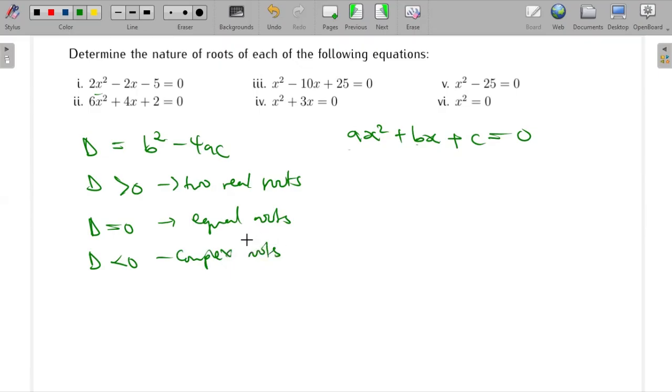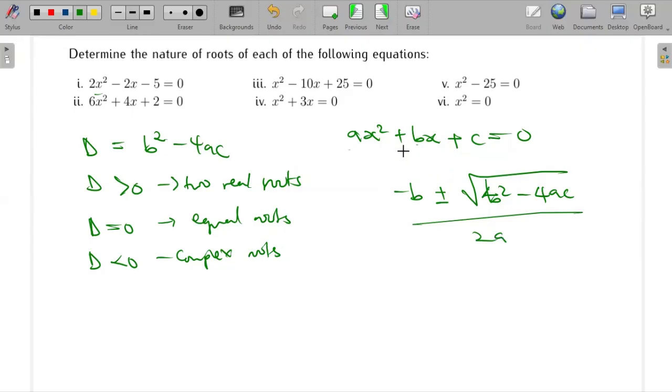So it means that when you're solving, and more importantly, if you're going to use the formula, remember that formula which we use, that is x equals negative b plus or minus the square root of b squared minus 4ac, and then over 2a. Okay, something like this. Unless I've made a mistake somewhere.